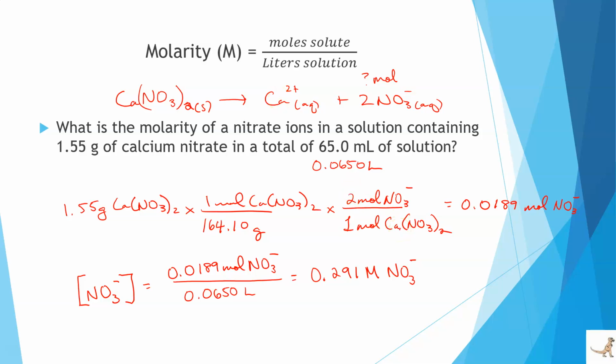If I were asked what's the molarity of the calcium ions, I would just skip this step, and this step would be 1 mole of Ca2 plus per 1 mole of calcium nitrate. And so this would be a 1-to-1 mole ratio, but I decided to show you what would happen if the mole ratio is not 1-to-1. All right, hope that helps.